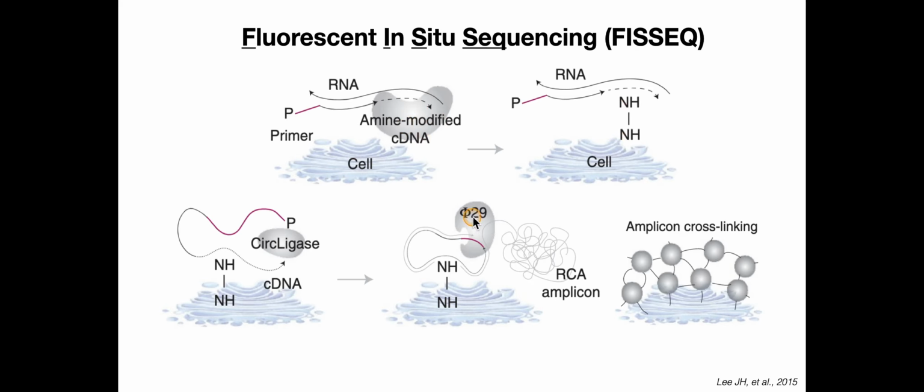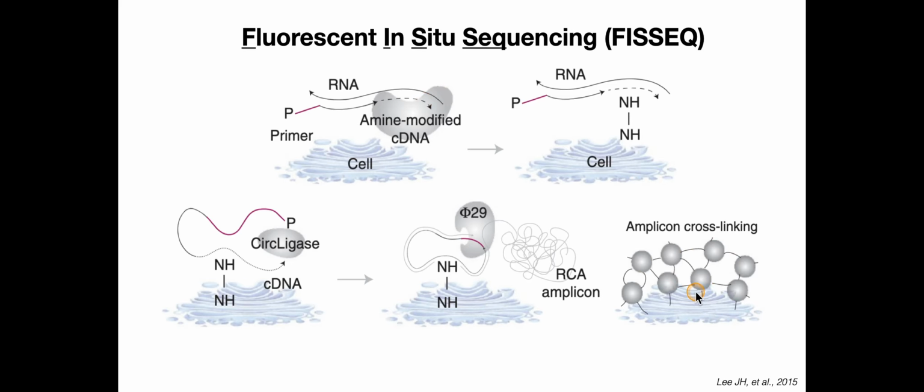circularizing it, and then using a high-fidelity, highly processive polymerase to make many, many copies of that circularized transcript in that one region. You can then cross-link those in that region so they stay there. And if you have incorporated fluorophores into this, then you could image and hopefully detect the original mRNA in its amplified form and know what cell type it came from. And this has been quite successful.